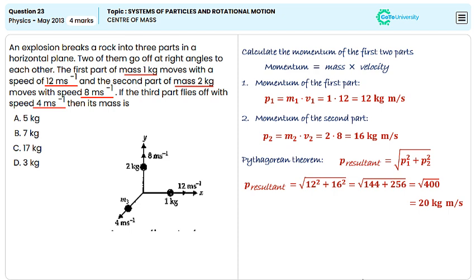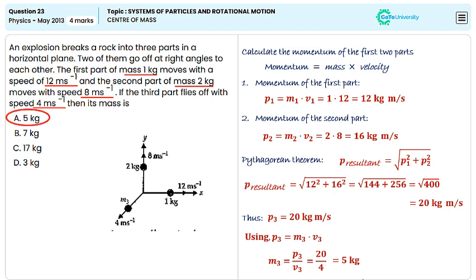Since the total momentum of the system must be 0, the third part must have a momentum equal in magnitude and opposite in direction to the resultant momentum of the first two parts. Therefore, the momentum of the third part P3 is equal to 20 kg meter per second. Using the relation P3 is equal to m3 v3, we can solve for m3. m3 is P3 by v3, that is equal to 20 by 4, which is 5. Therefore, the mass of the third part is 5 kg, and the correct answer is option A.